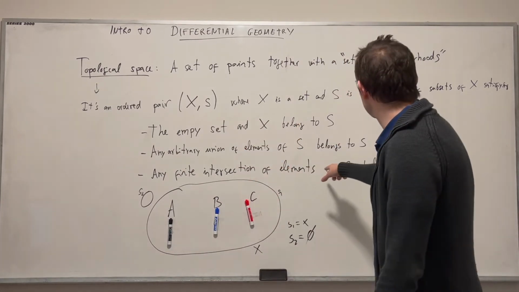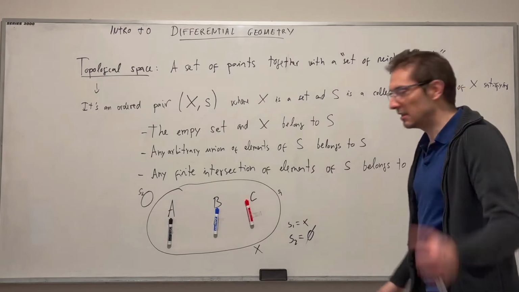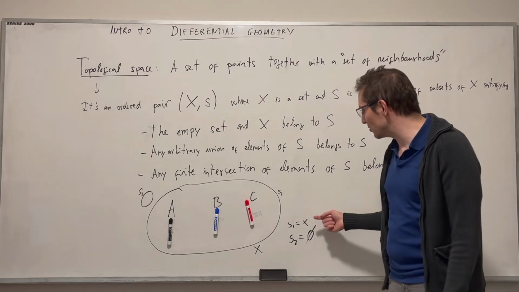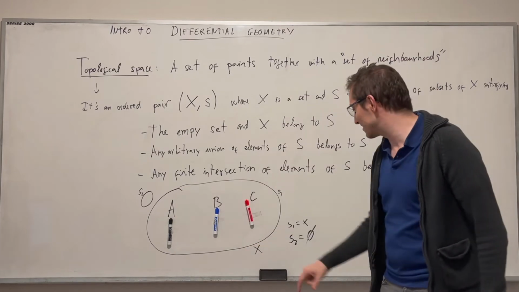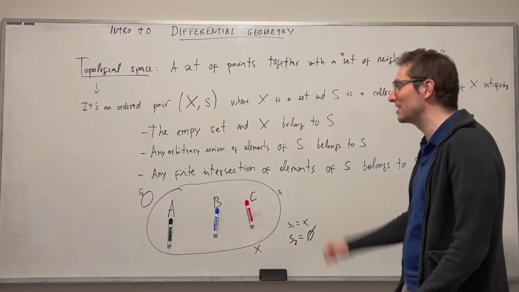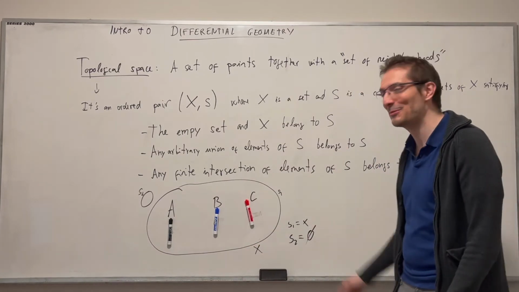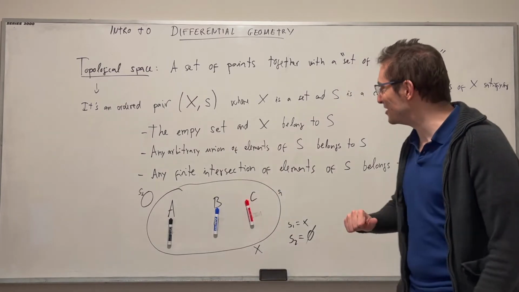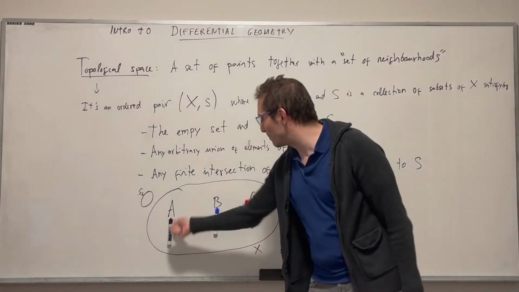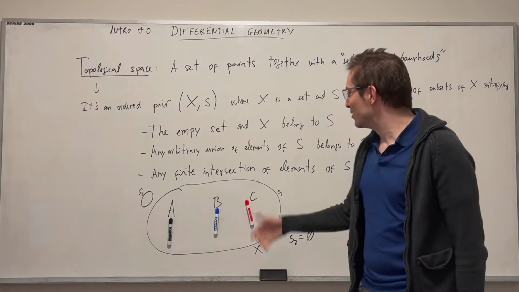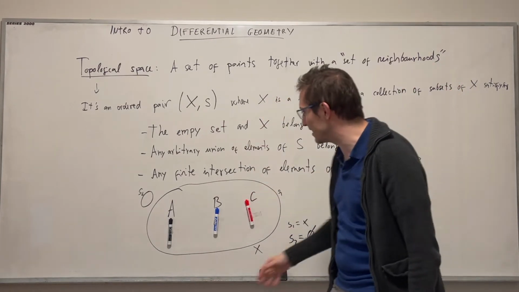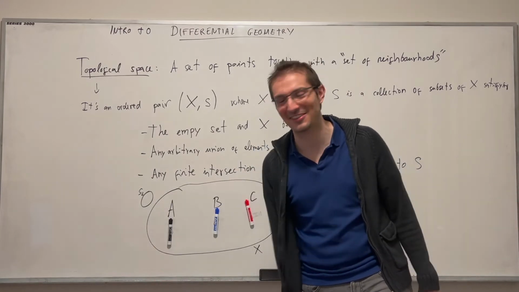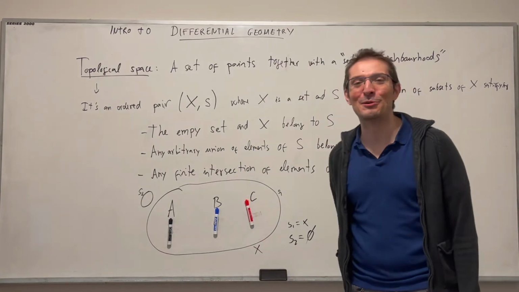Any finite intersections of elements of S belong to S. Sure. What is the intersection between the whole set and the empty set? The empty set. That intersection is the empty set, so it's within S. It's S2. So this is a topology. The black pen, the blue pen, and the red pen, together with the collection of subsets of the pens, which are the whole set and the empty set, is a topology.